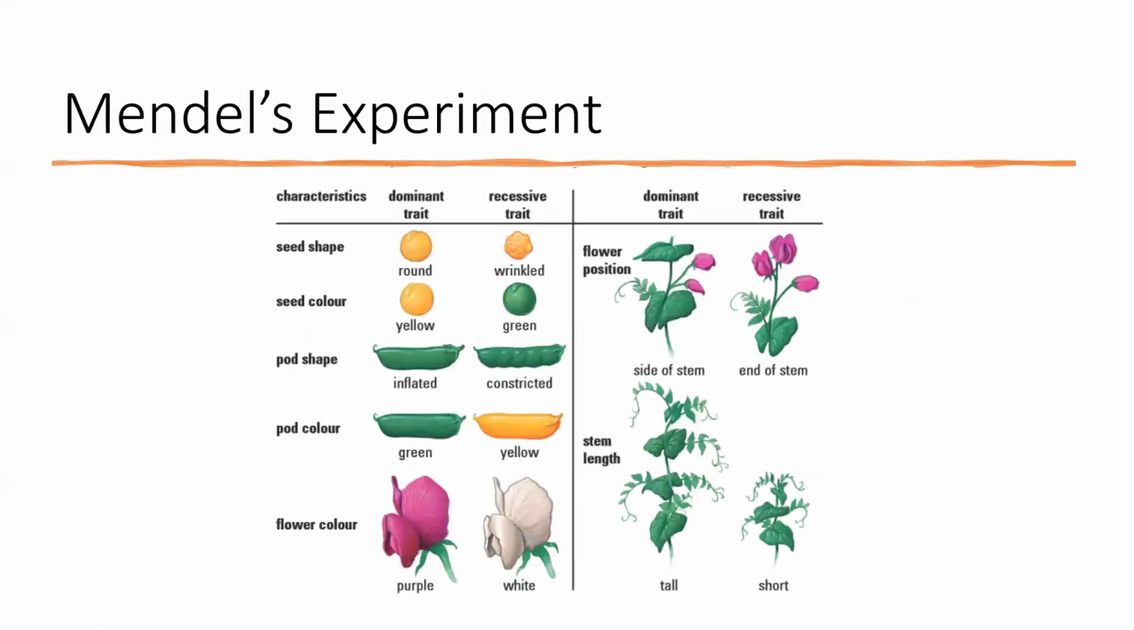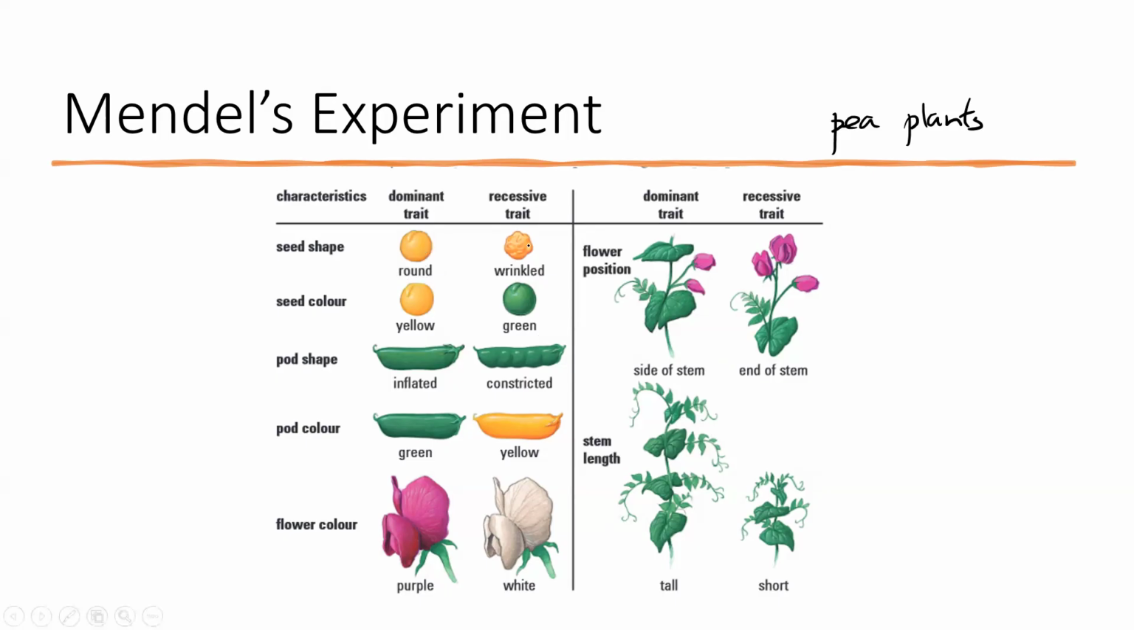Now we're going to talk about Mendel's experiment. He's called the father of genetics. He worked with pea plants. We are familiar with peas. When we eat peas, usually we buy them frozen, and usually they are green, right? But it turns out there are yellow ones as well.